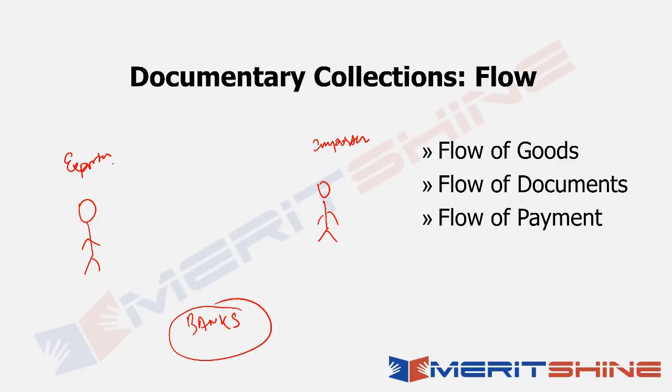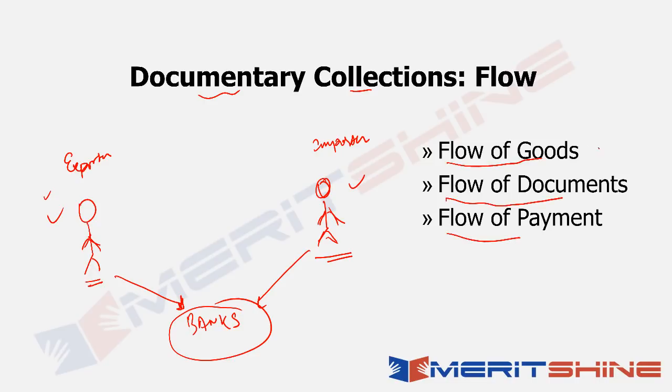So what happens is this exporter does not trust this importer, and vice versa, this importer will not trust this exporter and would like the bank to give him some assurance that this guy will fulfill his commitment, and the same for the other, that he will deliver. There are various mechanisms in which it can happen. Currently we are talking about documentary collection. I told you there are three things in any trade that you have to understand: flow of goods, flow of documents, and flow of payment. These three happen almost exclusively. Let's try to understand what happens.